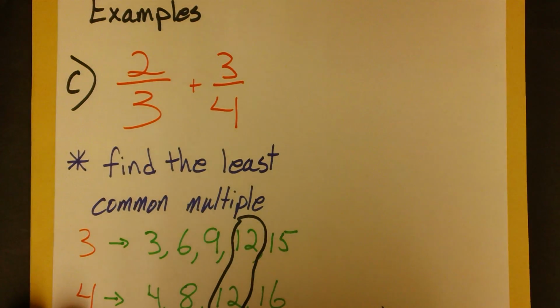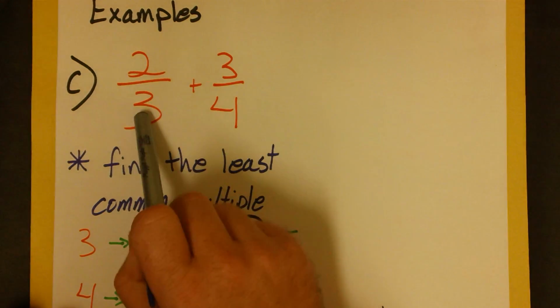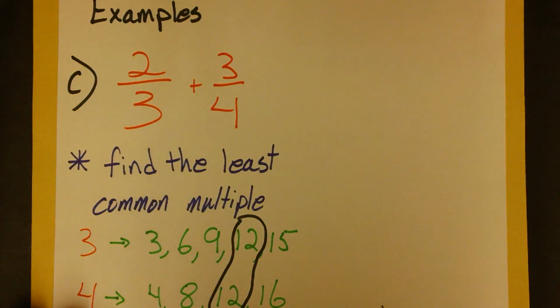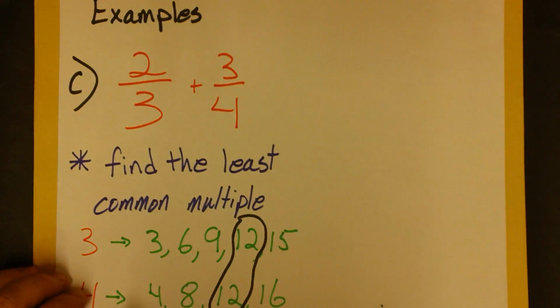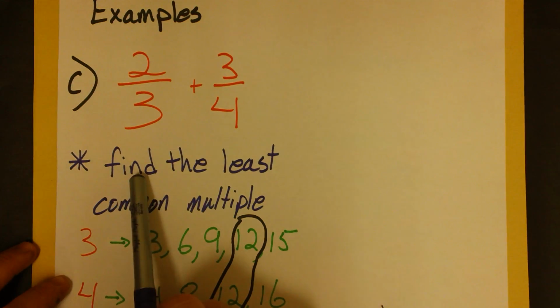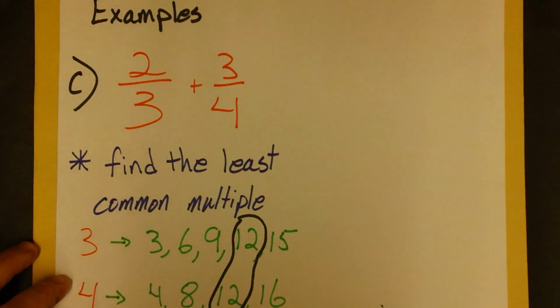Now let's look at a problem that does not have a common denominator. We have 2/3 plus 3/4. You'll notice that 3 and 4 are different. So what we have to do is find a common denominator, and the way that you do that is to find the least common multiple.